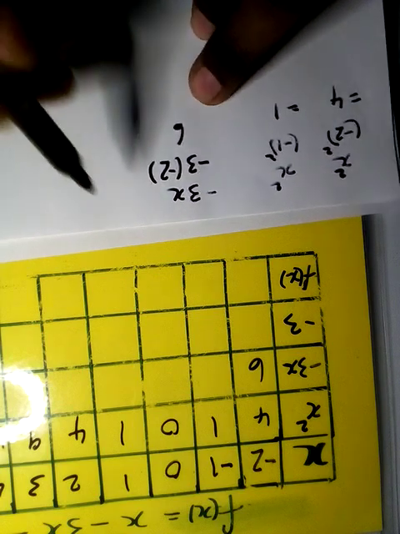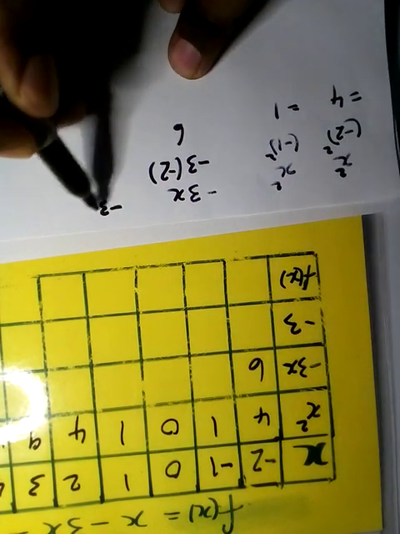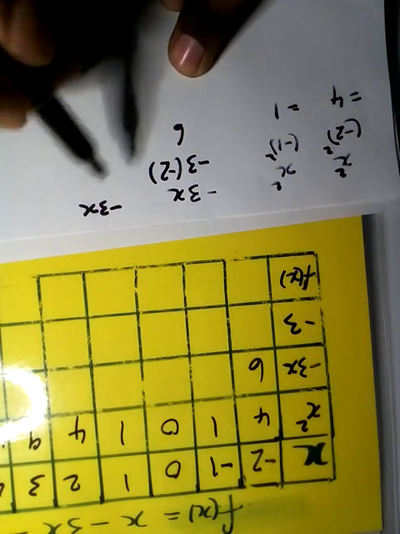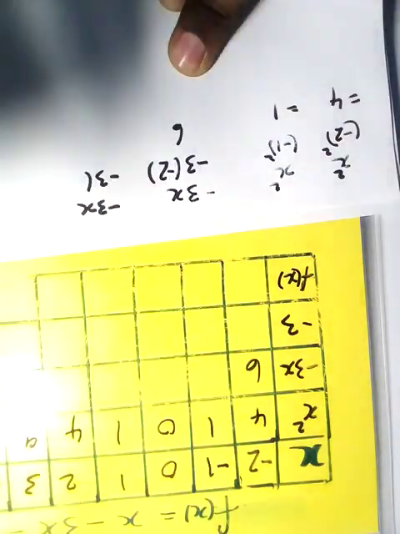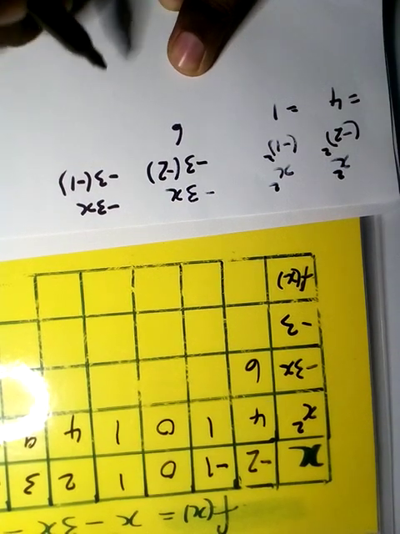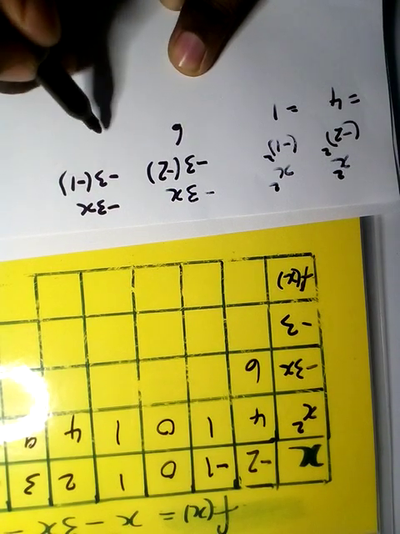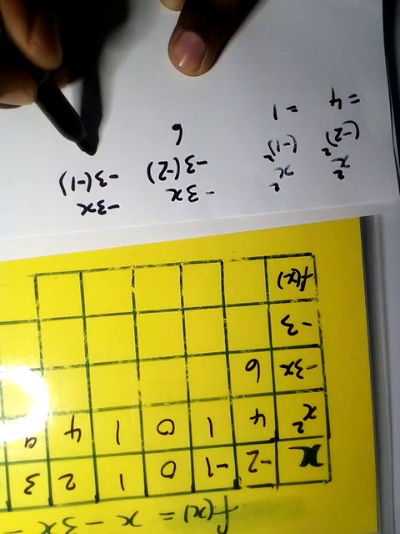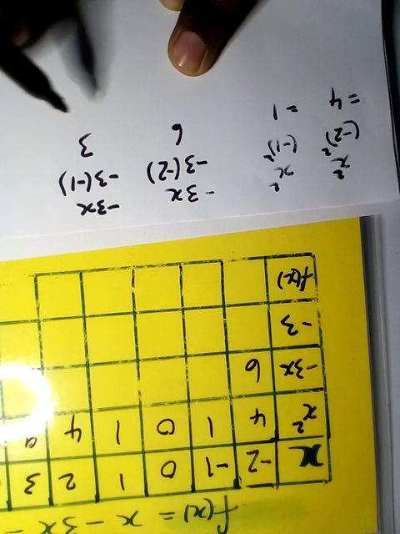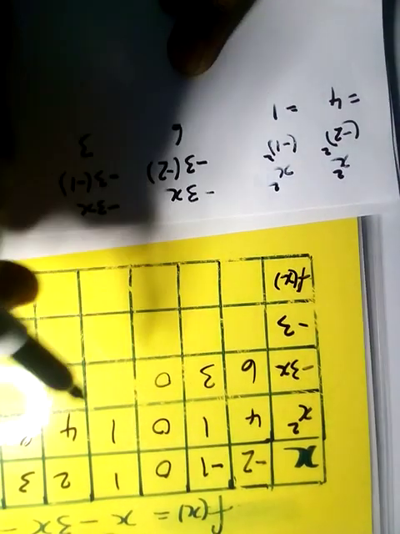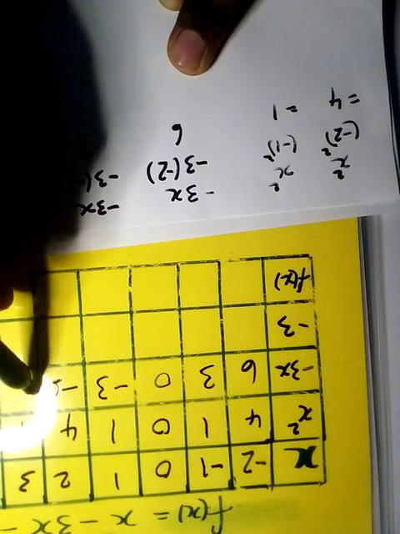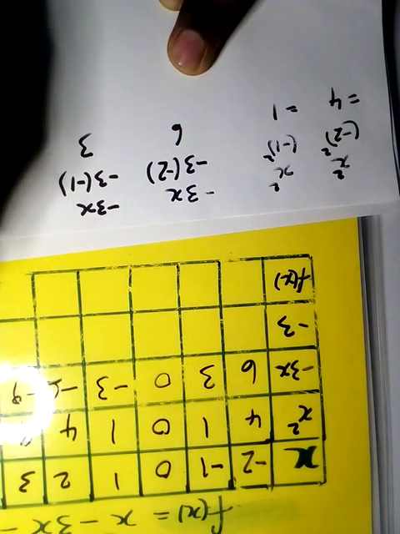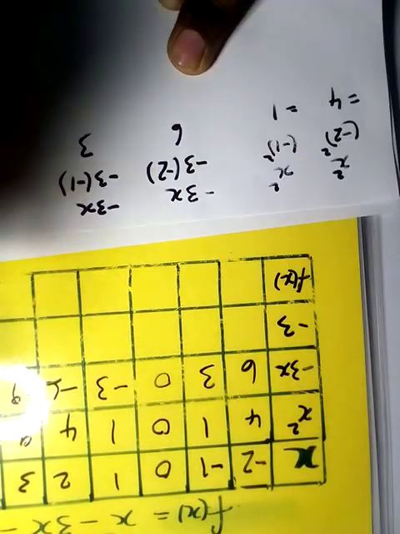Now we carry out the same computation using the same expression, negative 3x. So it's negative 3 times whatever x is, and the value for x here is minus 1. We deal with our sign first, and we're going to get positive 3. That's how we fill in our values, and we do the same computation across until we complete all the values.